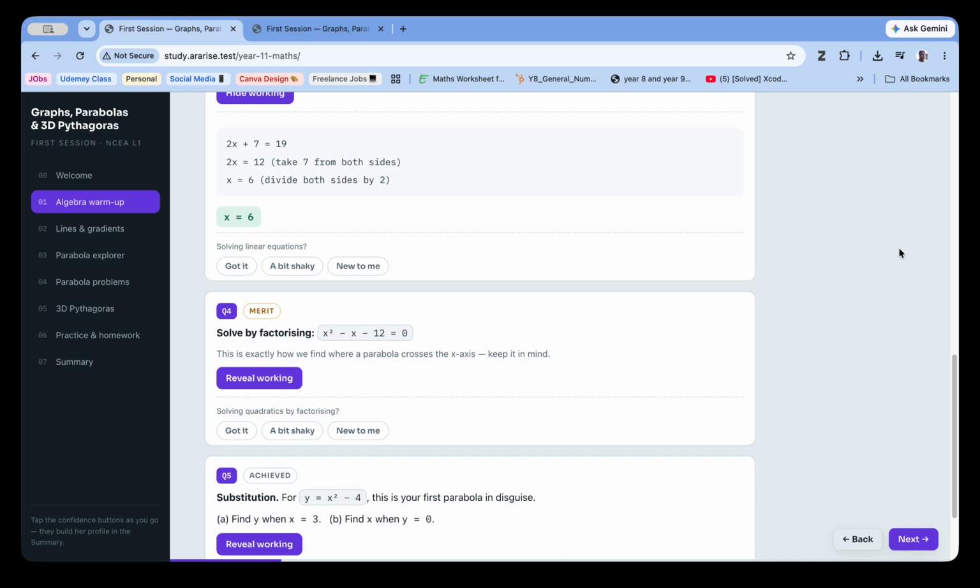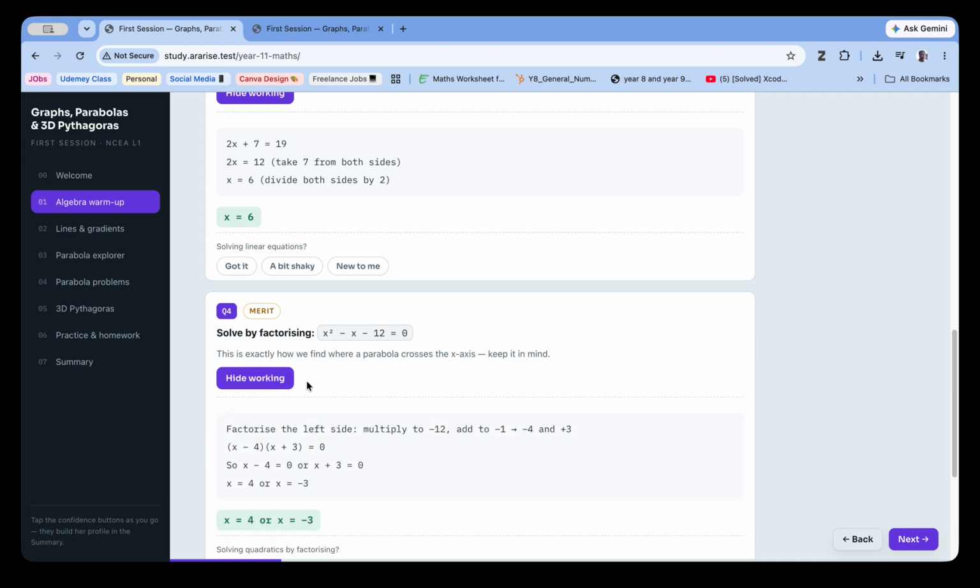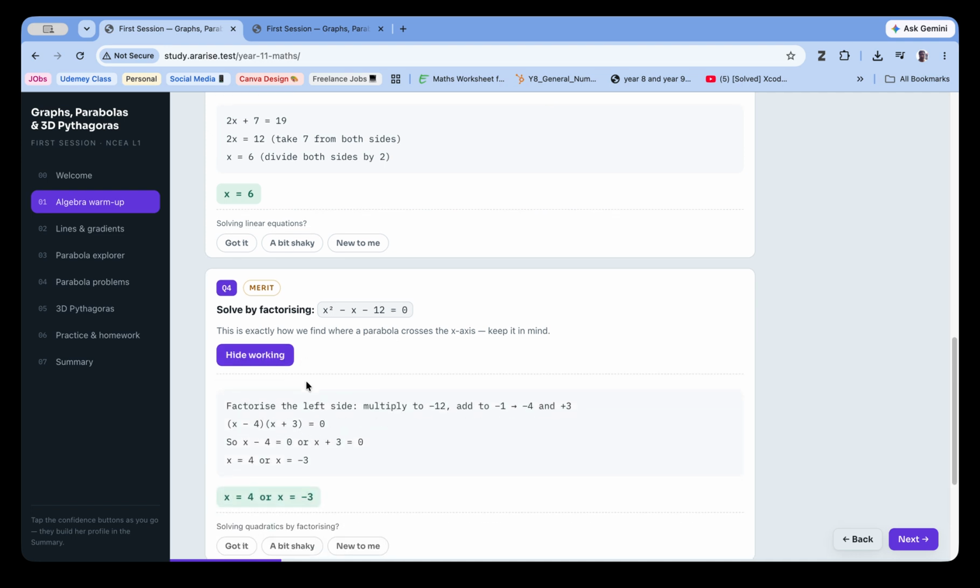Solve x squared minus x minus 12 equals 0. Factorize the left side first. Two numbers that multiply to negative 12 and add to negative 1. That's negative 4 and positive 3. So we get x minus 4 times x plus 3 equals 0.